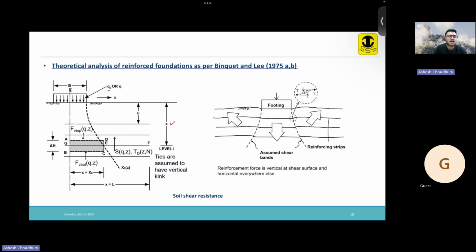Now at the top surface of this ABCD soil section, the force acting is marked as F_B top, which is a function of Q as well as Z. One force will be acting which is equal to F_B bottom, which is also a function of Q and Z. The thickness of this soil section is taken as delta H. Now S(Q, Z) is nothing but the shear resistance that is developing.